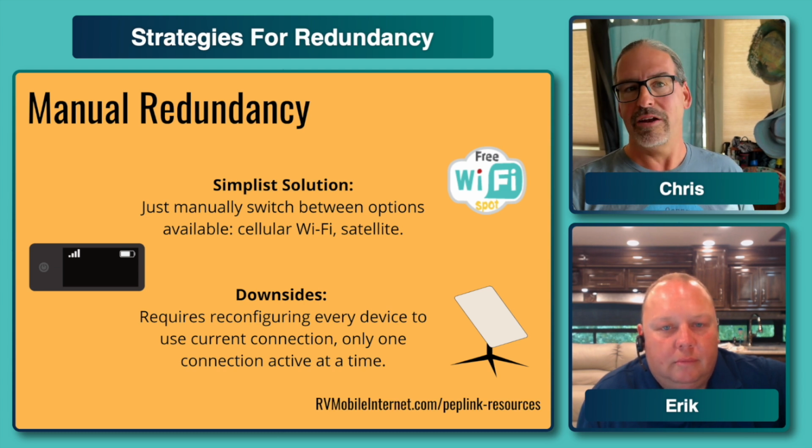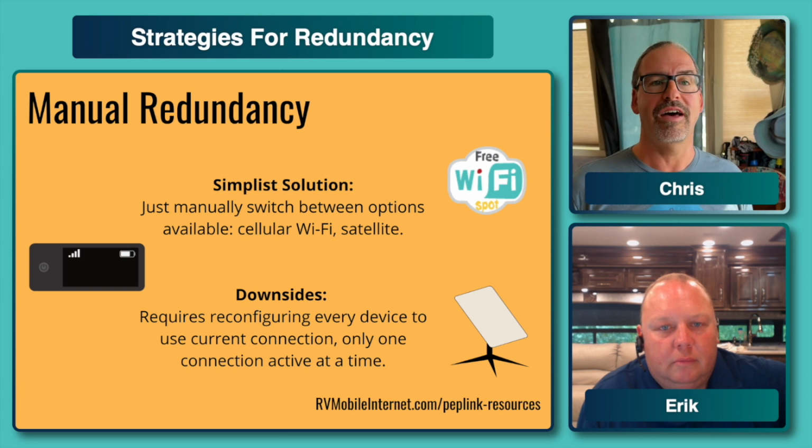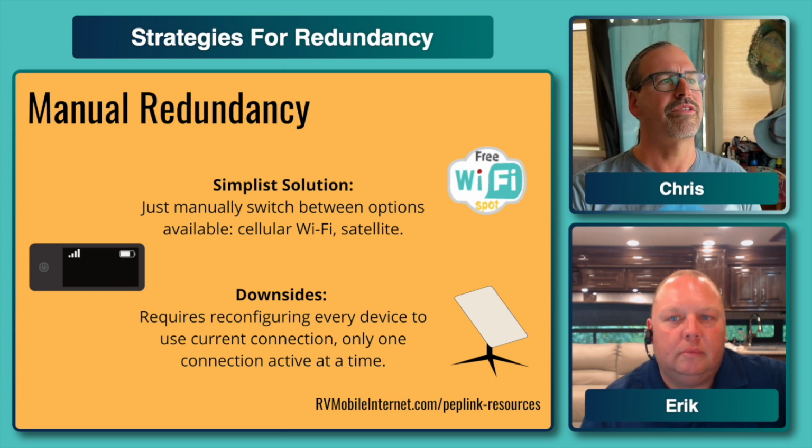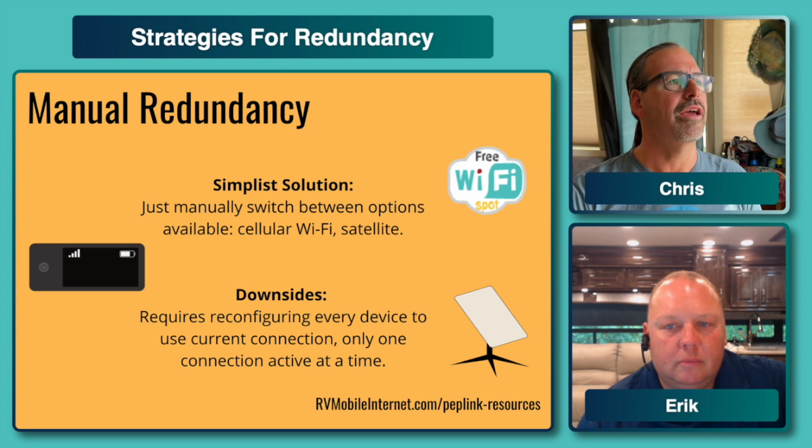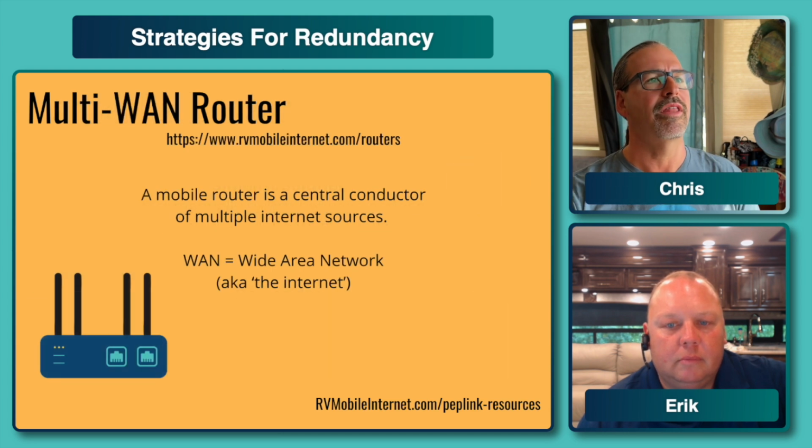So manual redundancy, if you've got a really simple setup, not a big deal. But if you've got a complicated setup, or if you want to be able to take advantage of multiple connections at a time, that's when a cellular router comes into play, or actually a multi-WAN router. And that's what we're going to talk about here. First, what is WAN, Erik?